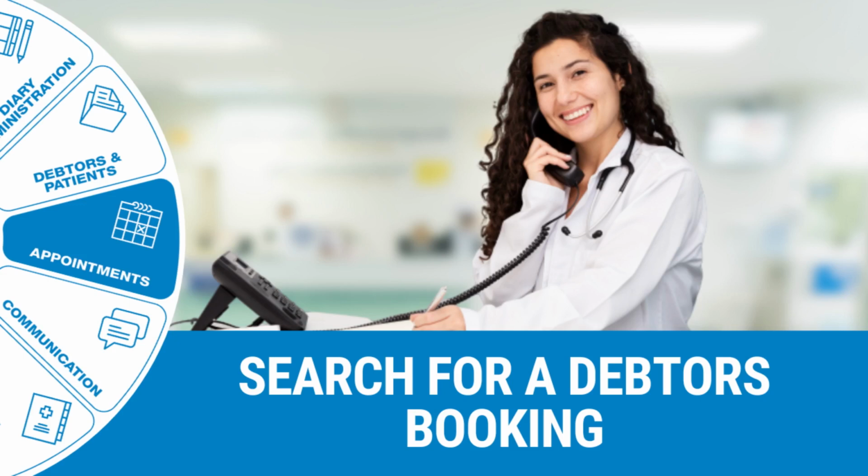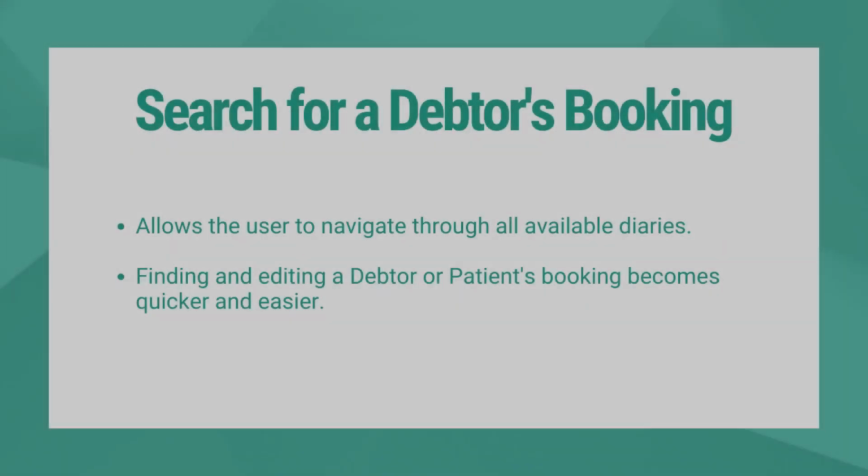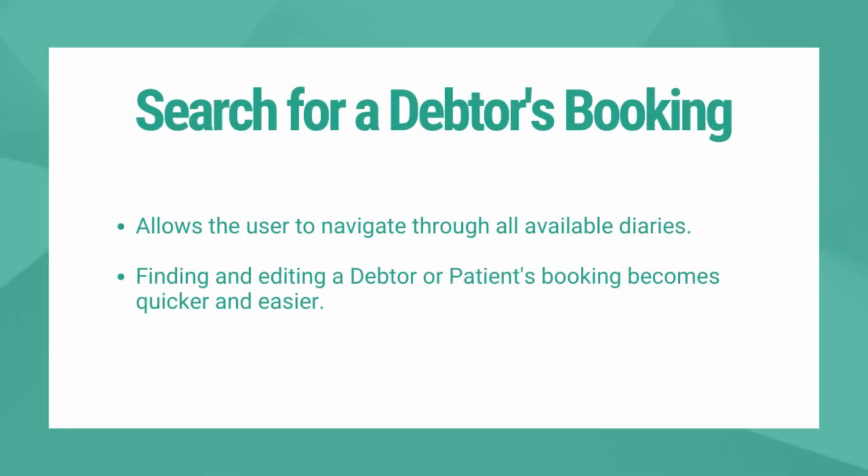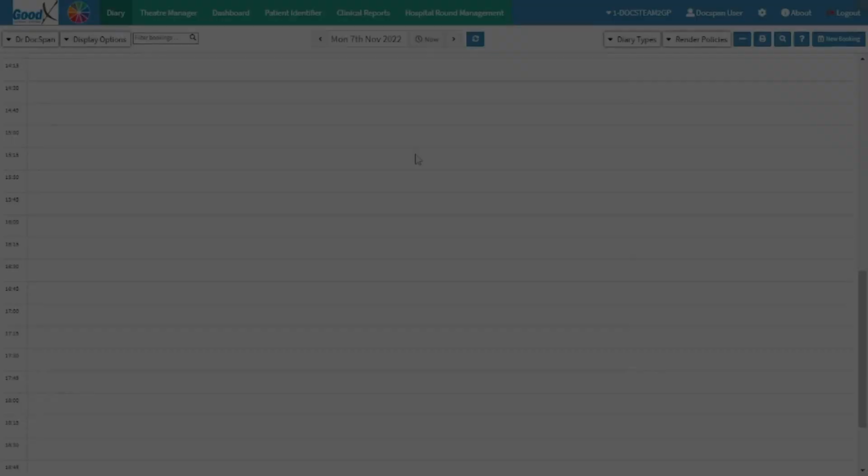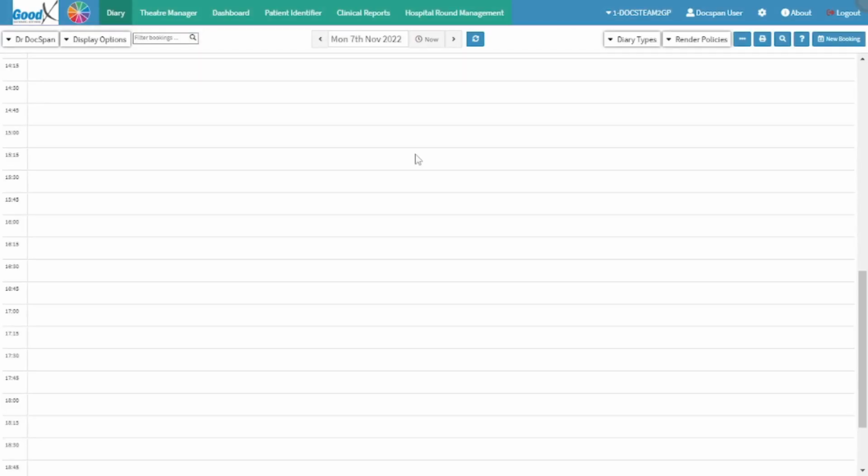The goal of this video is to show you how to search for a debtor's booking. Having the ability to search for a debtor's booking allows the user to easily navigate through all the available diaries to locate a booking for the desired debtor. Being able to use the search for a debtor's booking function makes finding and editing a debtor or patient's booking quicker and easier. Let us go over how to use the search for a debtor's booking function.